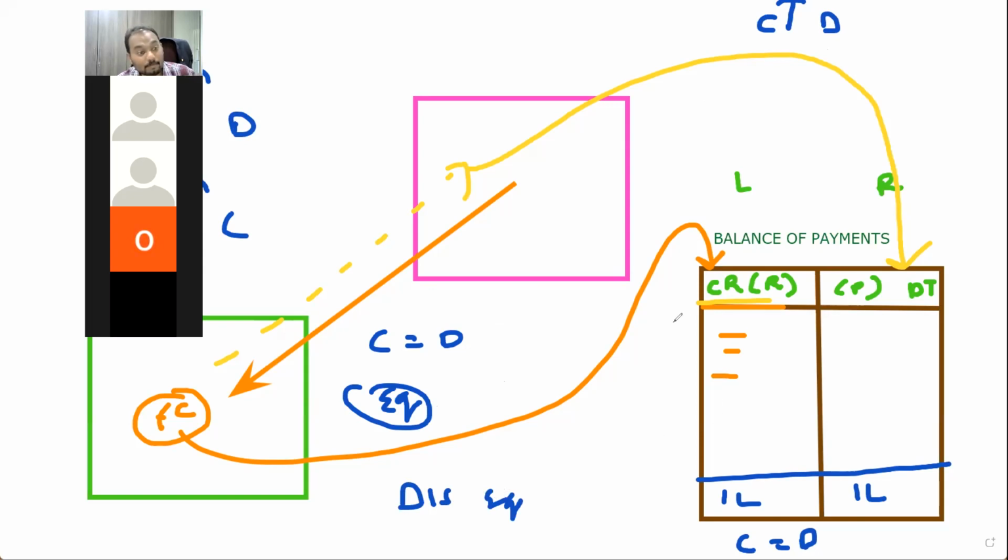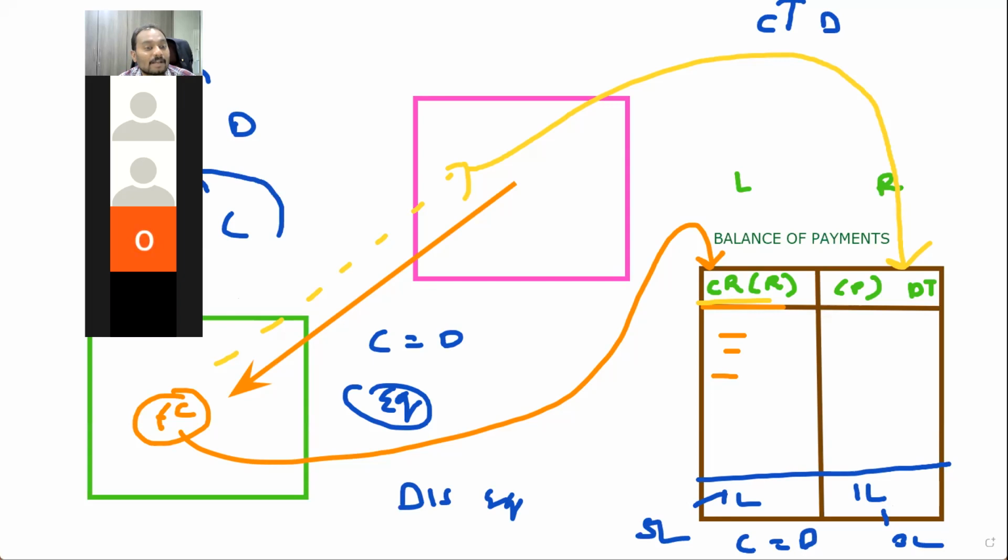Now, credit more than debit is favorable disequilibrium, because your country is receiving more money than it is paying. For example, your country is receiving 5 lakhs, and the country is only paying 3 lakhs. So we are getting more but paying less. So it is good for the country. You call it a favorable balance of payments.